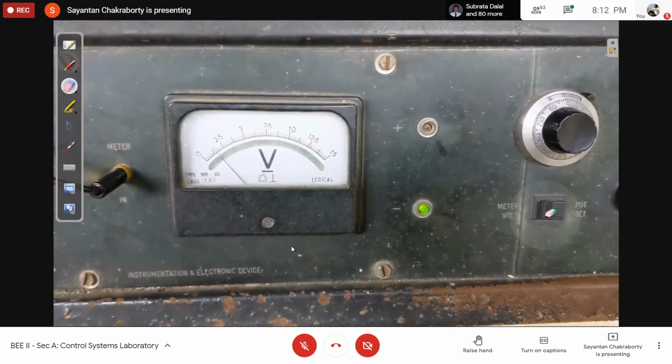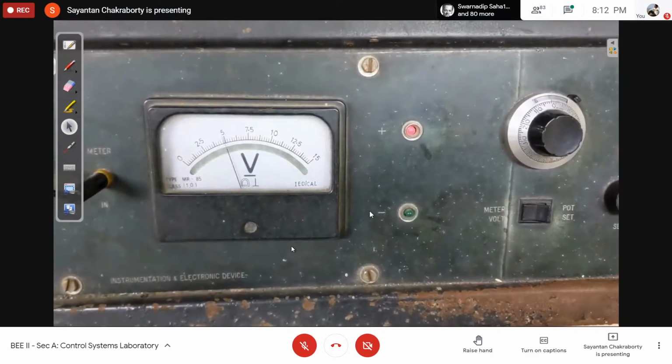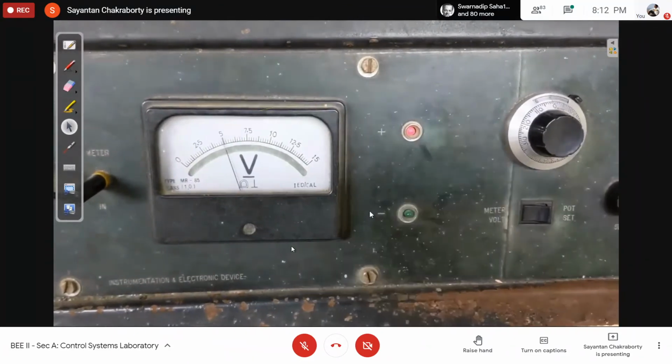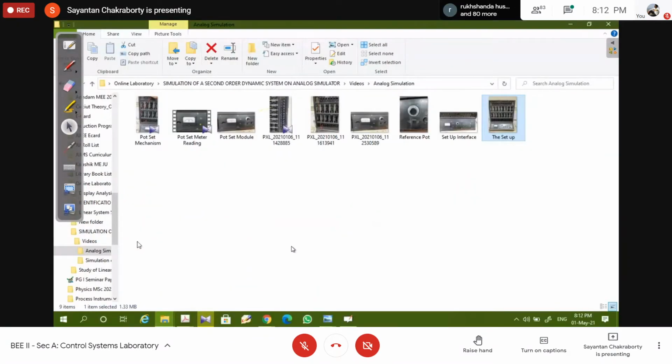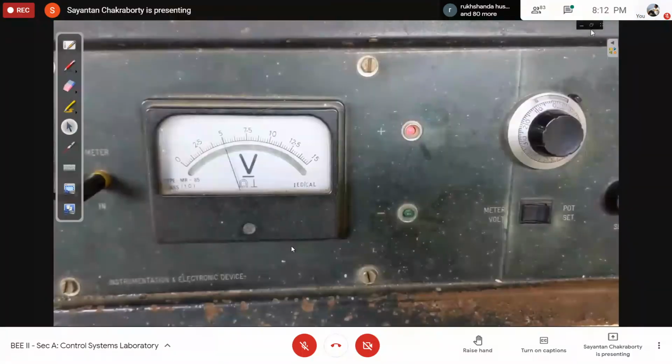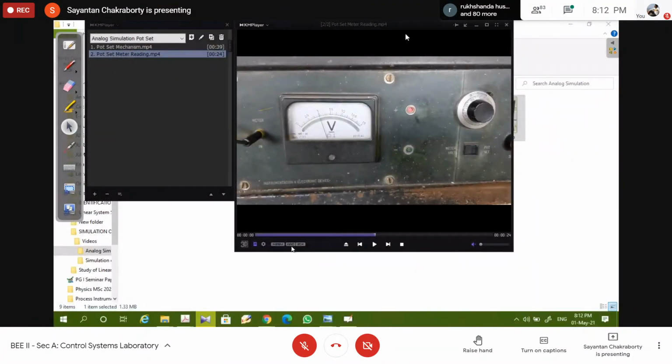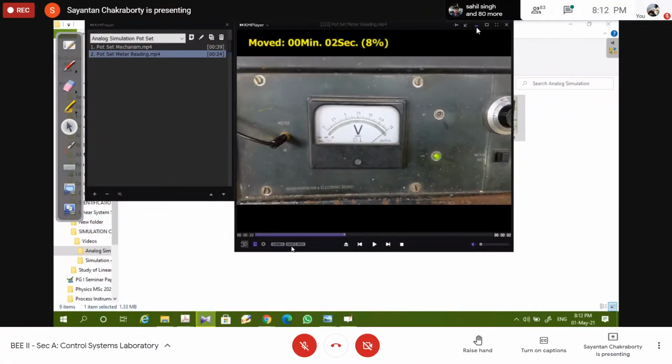Now, once we reach the null, what we will do? I'll simply move over to the meter volt position, and the value it shows is 5 volt. What is the value of the pot set now? 0.5, right? So this is how you can set the pot at any given value. Understood?